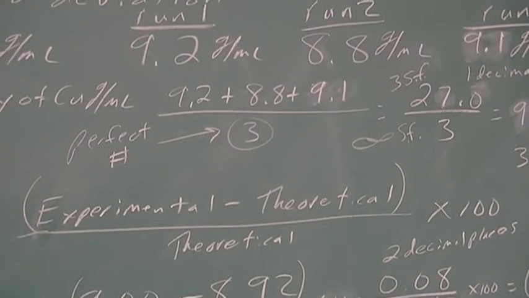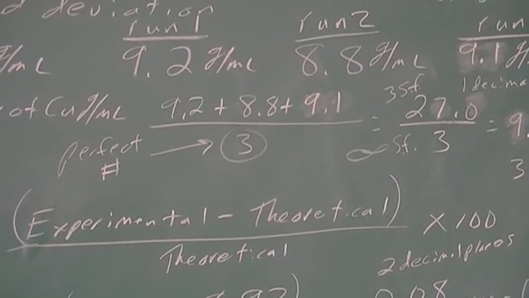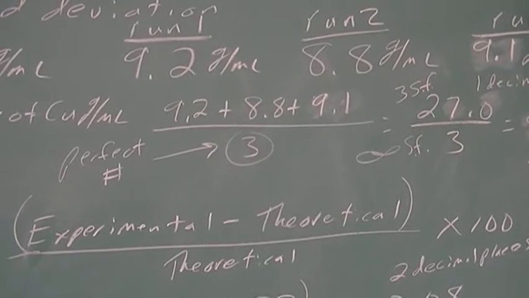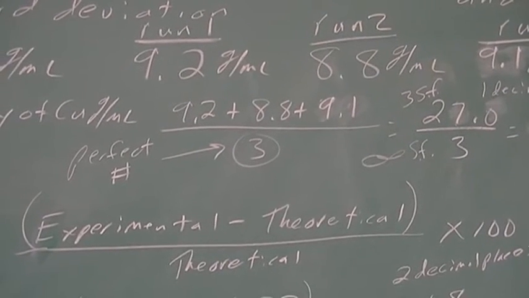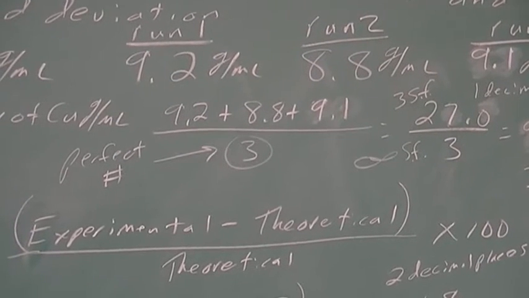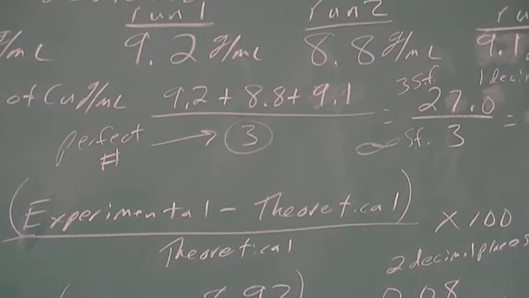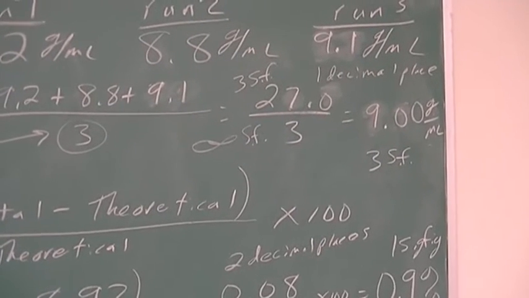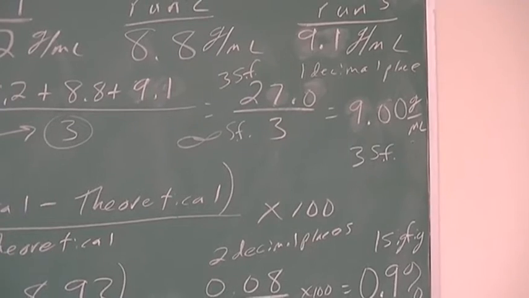All right, and now when we are in lab, we do everything using significant figure rules. So when you add these three numbers, 9.2, 8.8, 9.1, you have to use the addition rule, which is give your answer to the least number of decimal places. One decimal, one decimal, one decimal, and so your answer must have one decimal. If you push this in your calculator, it is going to say 27. You must write 27.0.